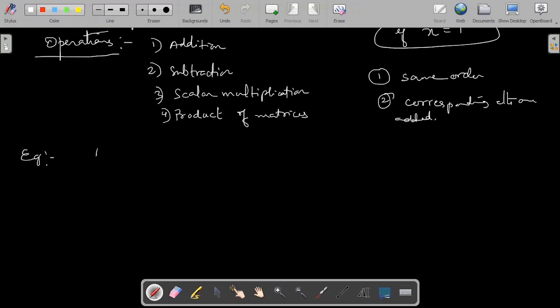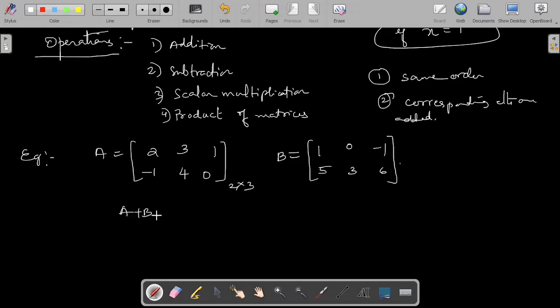For example, I will give you two matrices. A is 2, 3, 1, minus 1, 4, 0. And the matrix B is equal to 1, 0, minus 1, 5, 3, 6. Now A plus B equal to, now A is of order 2 by 3, B is also of order 2 by 3, hence they are of same order.